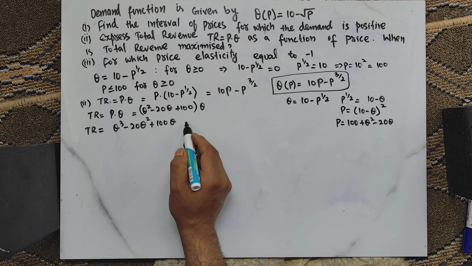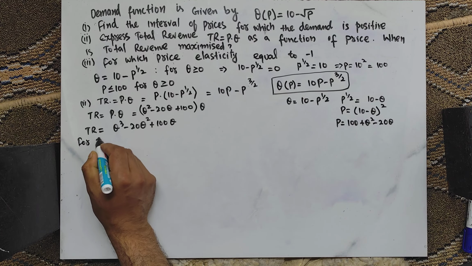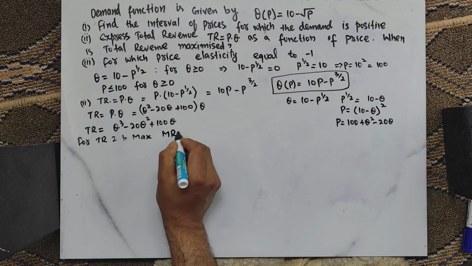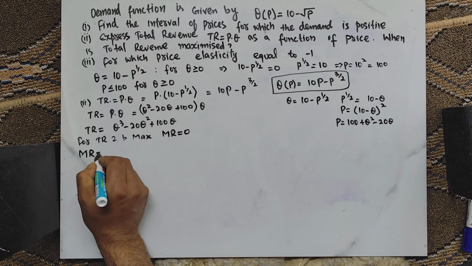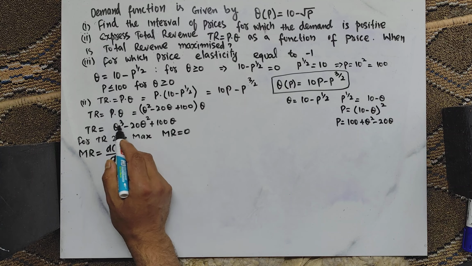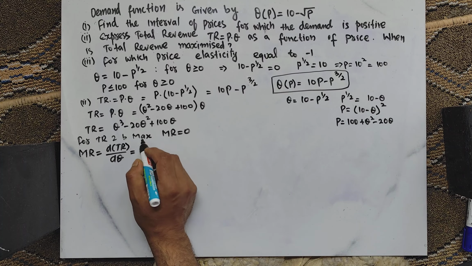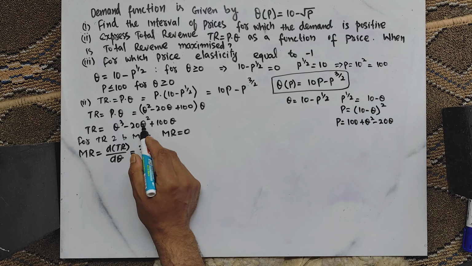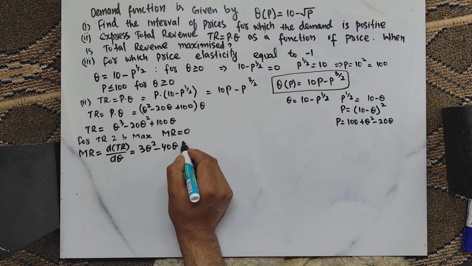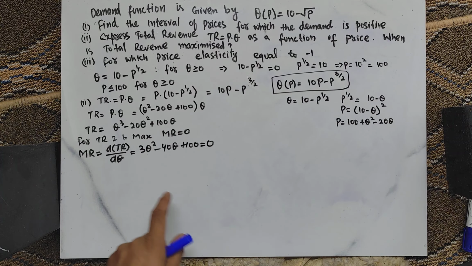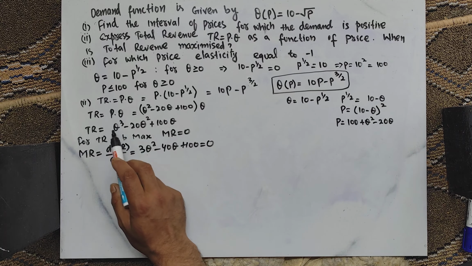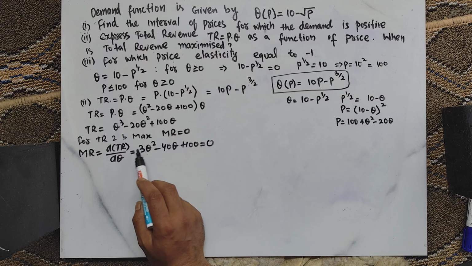Now for total revenue to be maximum, marginal revenue should be equal to 0, and marginal revenue is simply the change in the total revenue due to the change in the quantity Q. So differentiate it with respect to Q. Derivative of Q cube is 3Q square, minus derivative of 20Q square is 40Q, and derivative of 100Q is 100, and we set it equal to 0. Now let us solve this. For total revenue to be maximum, marginal revenue, which is the derivative of the total revenue function with respect to output, should be equal to 0.